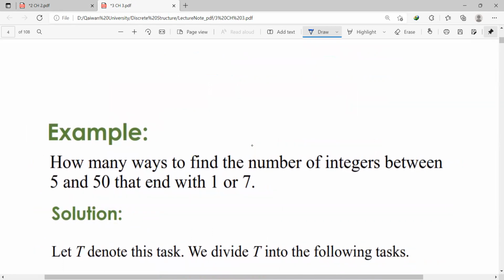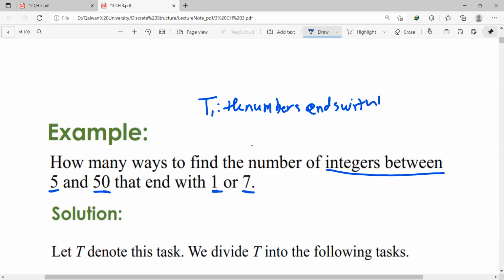In this example, it says, find the number of integers between 5 and 50 that end with either 1 or 7. That means we should first write down the numbers from 5 to 50 which end in either 1 or 7. Let's first write T1, the numbers that end with 1. What are the numbers from 5 to 50 which end with 1? 11, 21, 31, and 41.